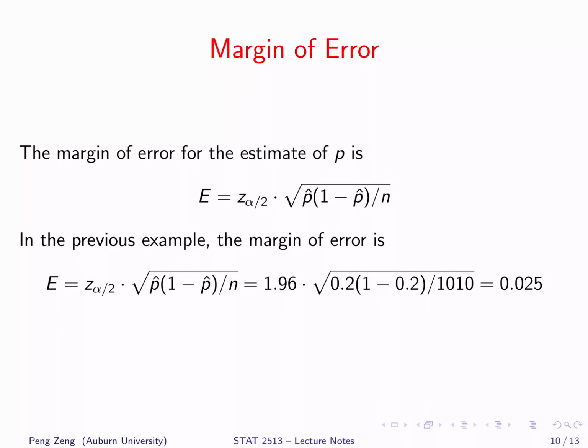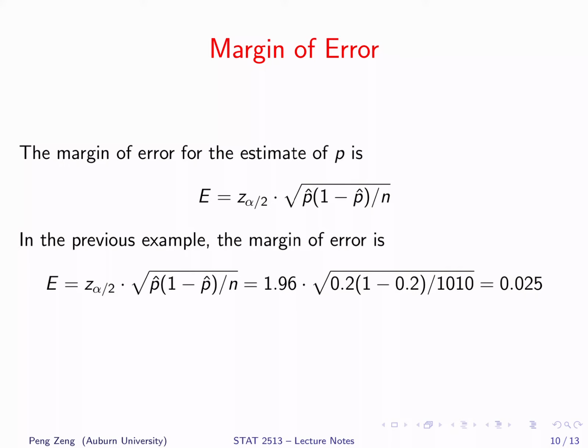We can see that the confidence interval has the form of estimate plus minus margin of error. The margin of error for the estimate of p is therefore z alpha over 2 times the square root of p hat times 1 minus p hat divided by n. In the previous example, the margin of error is e equals 1.96 times the square root of 0.2 times 1 minus 0.2 divided by 1010 equals 0.025.